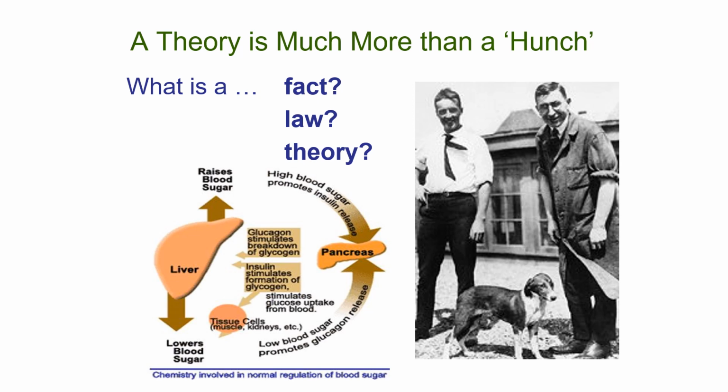So insulin stimulates the cells in your body to take up excess glucose, excess sugar, and that reduces the amount of sugar in the blood, and that reduces the amount of sugar that gets into the urine. But again, a theory is not a hunch. A theory is a model that has lots of bits and pieces to it.